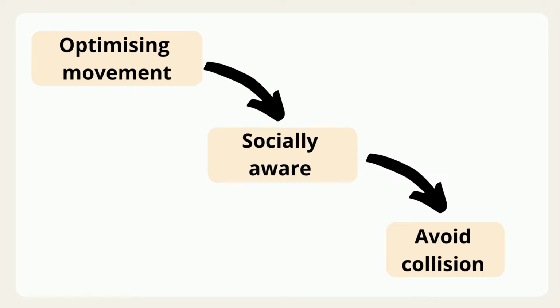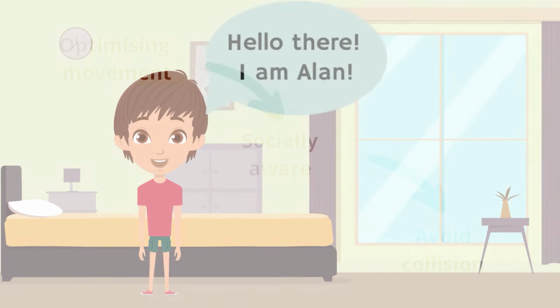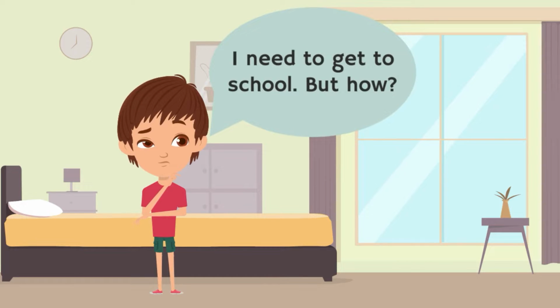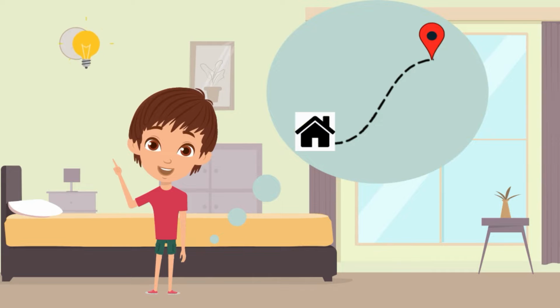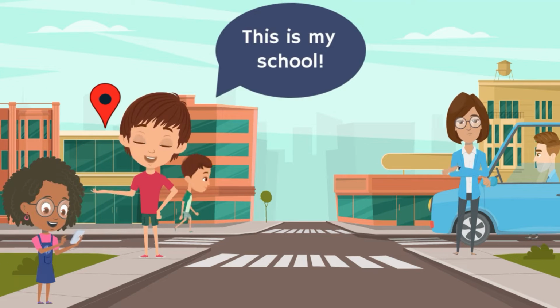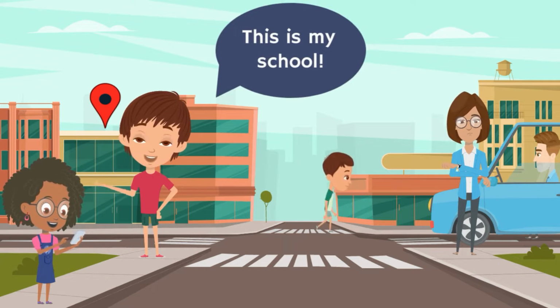Today, we will be presenting on our project where we investigate how optimizing a robot's movement can make it socially aware and avoid collision. Imagine you are Alan, a student who is trying to get to school from his house. In order to go to school, you must first know where the school is relative to your current position. Next, you have to find a path that brings you to the school. On the way, you probably have to avoid walking into pedestrians and moving cars.